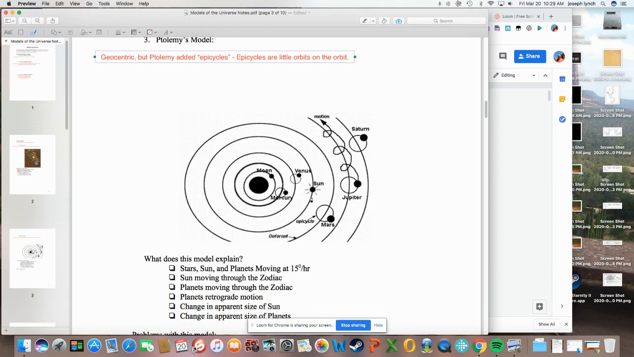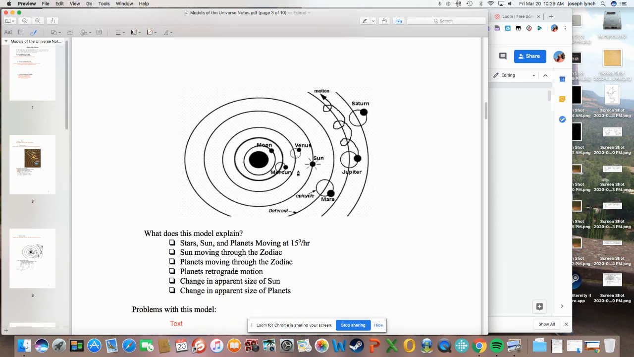And let's see what that explains. Just like the other one, we've got the Earth in the middle and the planets are going around, so it does show those things moving. Again, if the stars are over here, the sun is going to line up with different sets of stars, so it does show the sun moving through the zodiac. The planets moving through the zodiac, same thing. Mars right now is over here, lined up with these. Later on, it will be lined up with some other ones. So it does explain that.